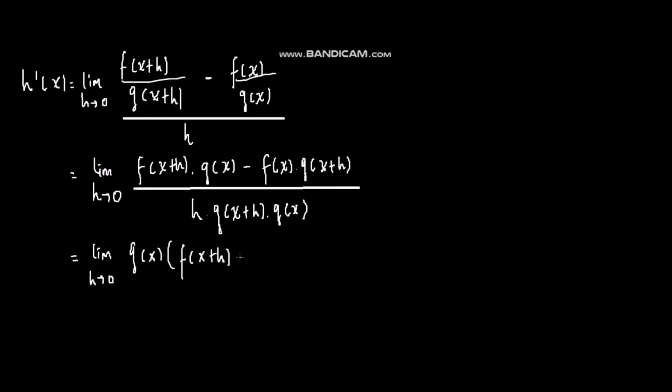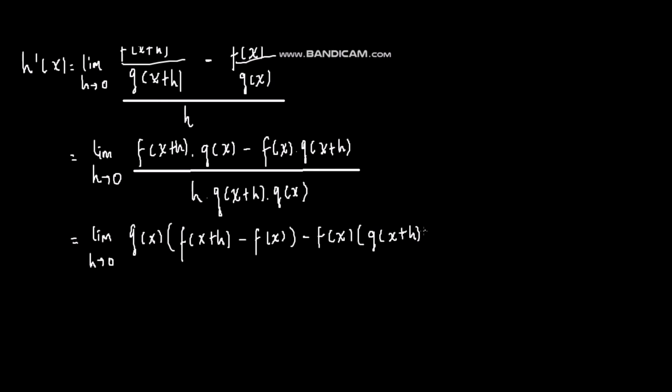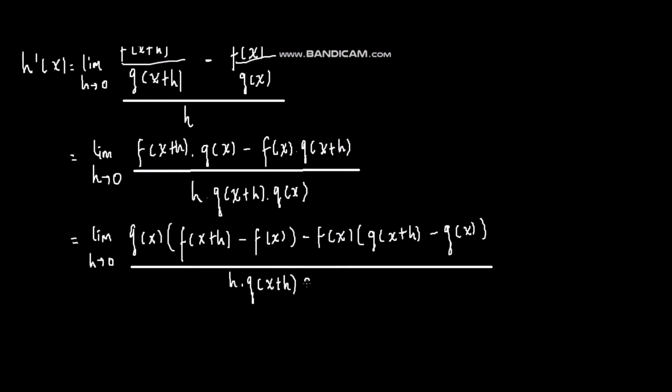Okay, so I'm going to write minus f of x there, because there must be something to do with it, right? So I'm just going to leave it like that first. So let's see. Minus f of x times, same thing here, g of x plus h, minus g of x, right? Okay. Now we have that over this whole thing again: h times g of x plus h times g of x.